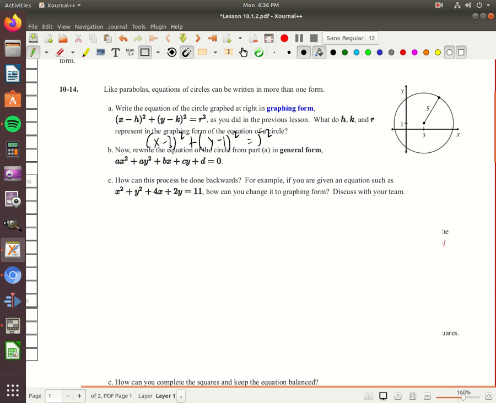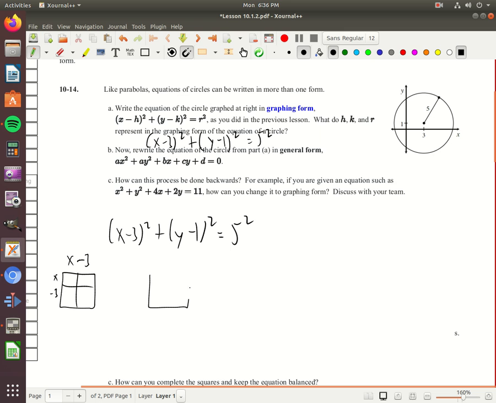So I'll make myself some room here and get to work on this. We have (x minus 3) squared plus (y minus 1) squared equal to 5 squared. I'm just going to make an area model for this x minus 3, and an area model for this y minus 1. The right side is obviously just equal to 25, 5 squared. So here I get x squared minus 3x minus 3x plus 9, plus, here I get y squared minus y minus y plus 1.